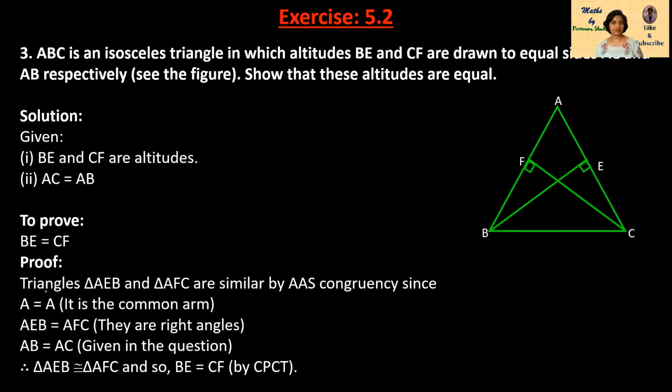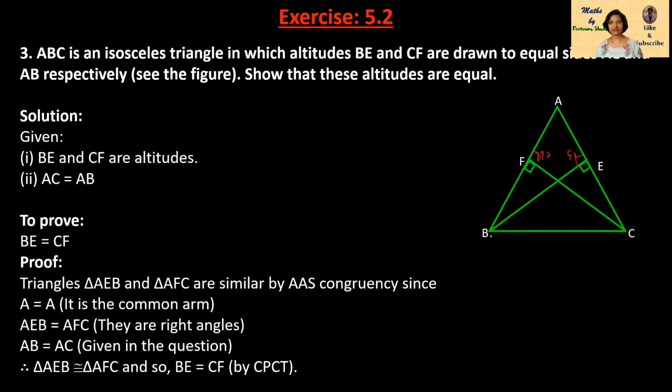So triangle AEB and triangle AFC are congruent by AAS congruency. How? Because this angle is 90 degrees in this triangle and this angle is 90 degrees in the other triangle AFC, right? So one thing is common, and another thing is this.